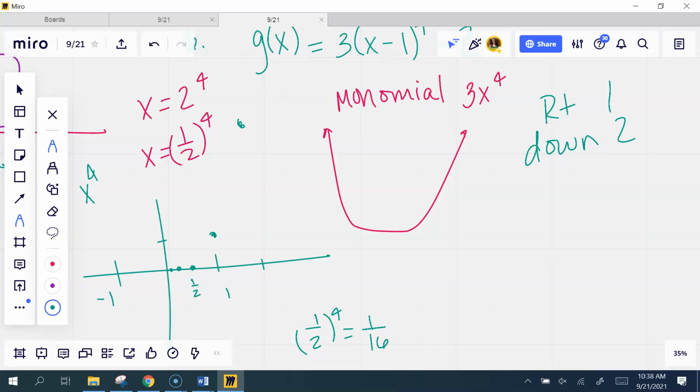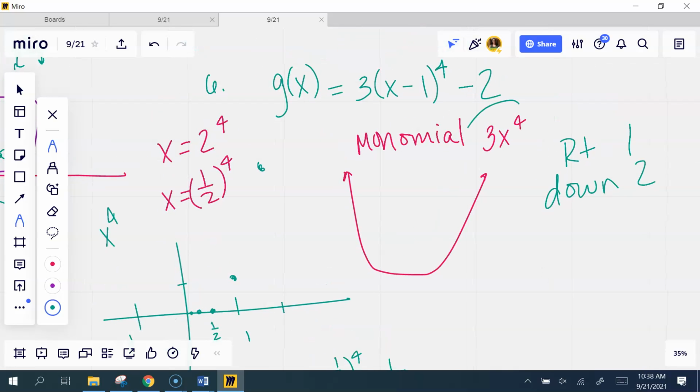Does this make sense, the transformations there? How are we going to use that parent function, or the monomial function is what we're calling it now? Since it told me I could use any monomial function I wanted, I could go ahead and use the already stretched one because those are kind of hard to do, and then transform it from there. Other questions about that?